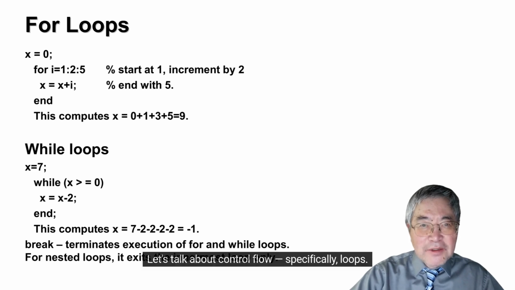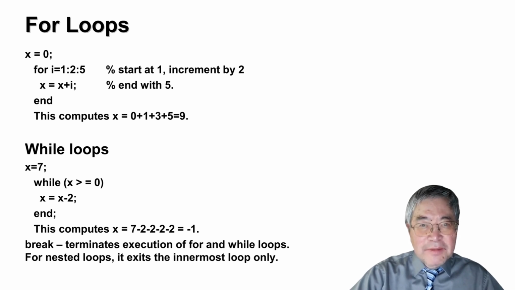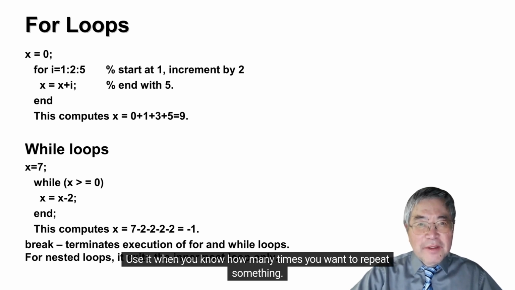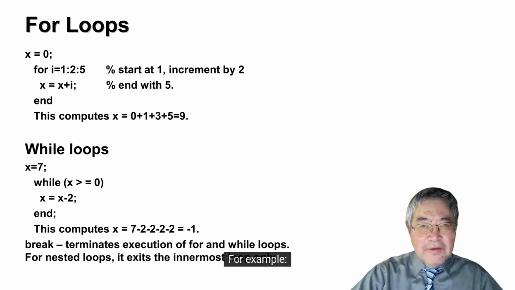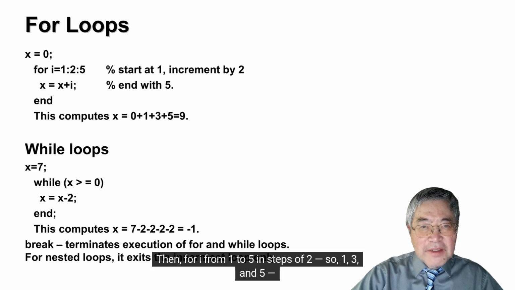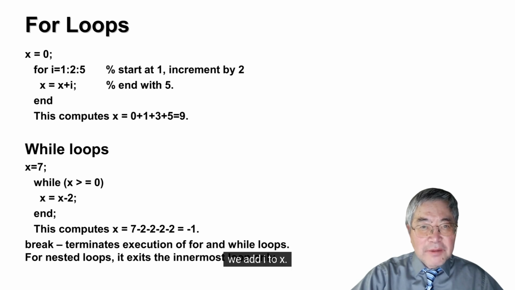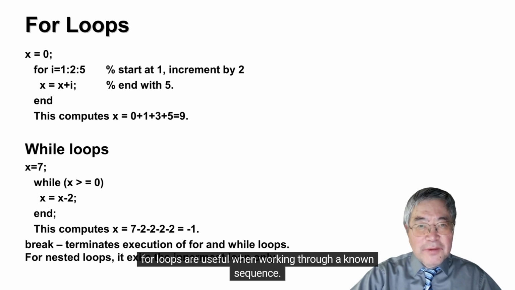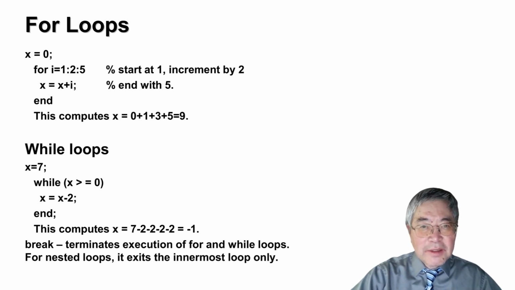Let's talk about control flow, specifically loops. Start with a for loop. Use it when you know how many times you want to repeat something. For example, set x to 0. Then for i from 1 to 5 in steps of 2, so 1, 3, and 5, we add i to x. At the end, x equals 9. For loops are useful when working through a known sequence.